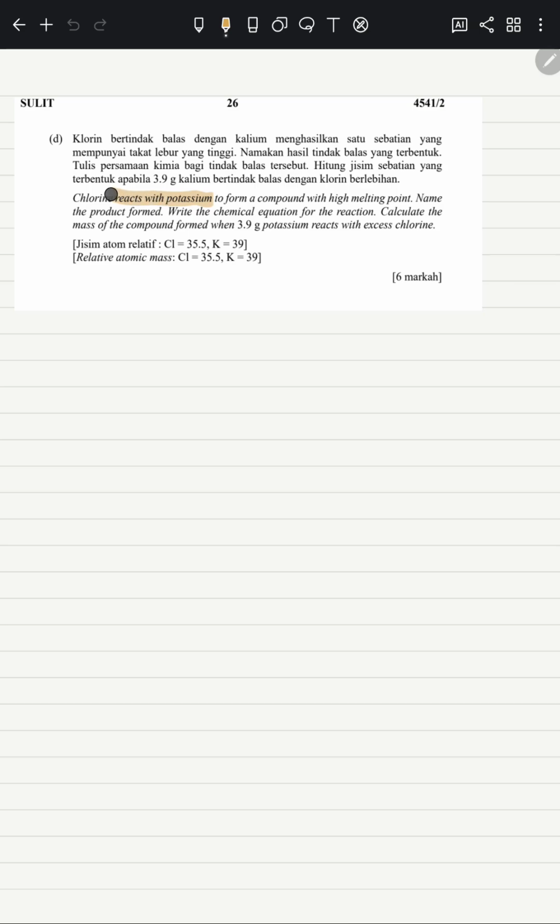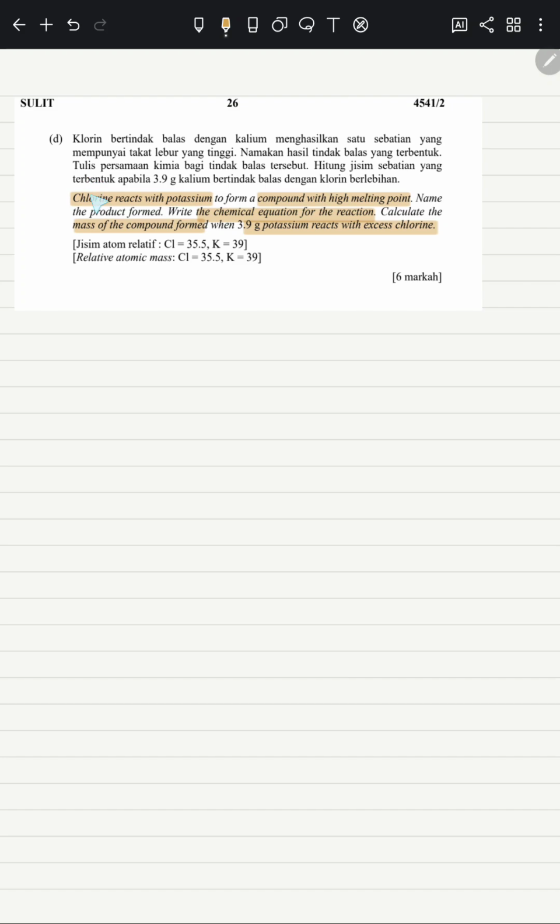Chlorine reacts with potassium to form a compound with high melting point. In your syllabus we already emphasized which type of compound have high melting point, which type of compound have low melting point and everything. So for those that know which type of compound, listen to my question correctly, which type of compound have high melting point, please comment in the comment box. So name the product formed, write the chemical equation for the reaction and calculate the mass formed when 3.9 gram potassium reacts with excess chlorine.